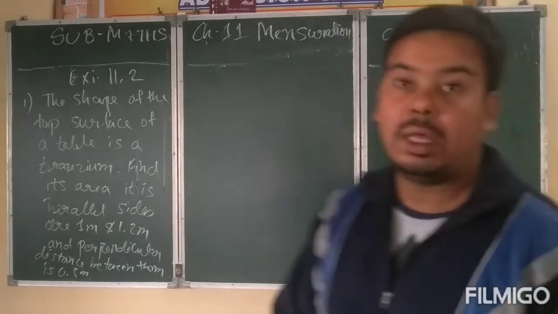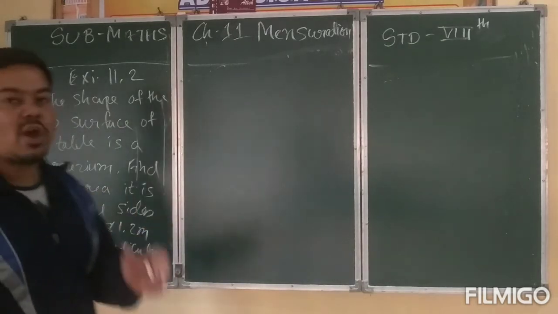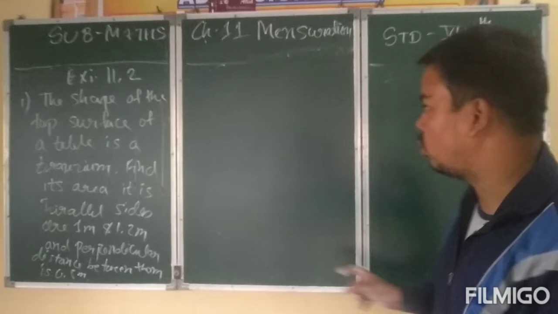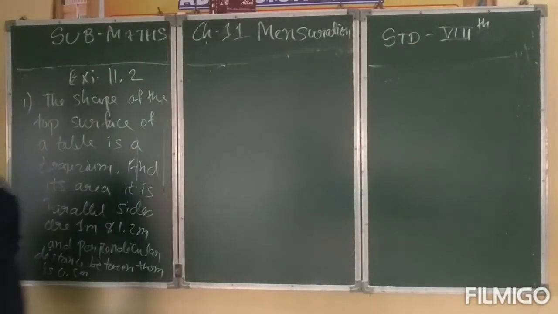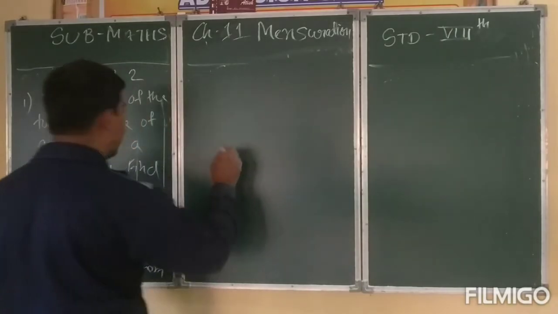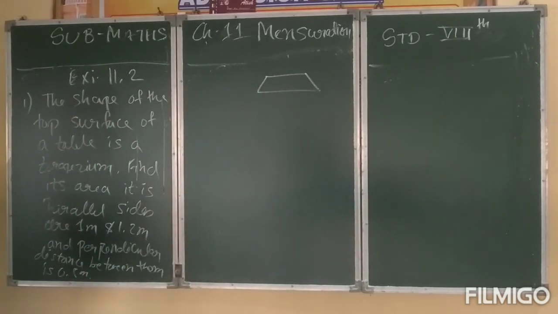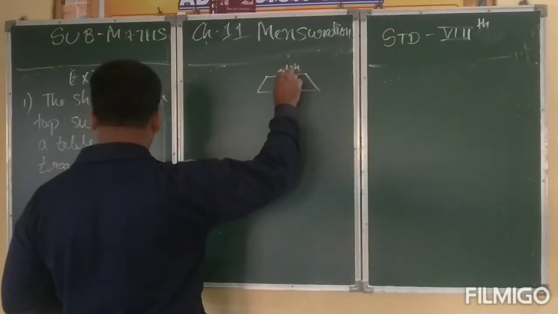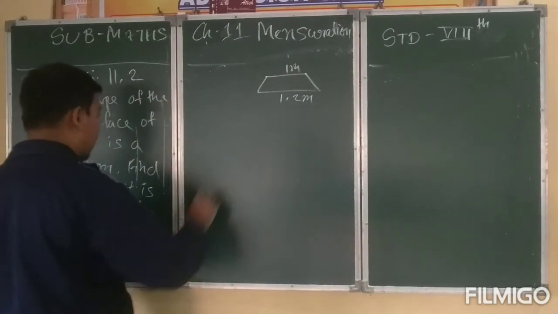Okay. So good morning everyone. Here we are talking about exercise 11.2. The first question: this exercise is based on the area of trapezium and area of rhombus. These are two new plane shape figures that we have to study in this topic. The shape of the top surface of a table is a trapezium, like this way. Find its area. The parallel sides are 1 meter and 1.2 meter, and the height is given 0.8.